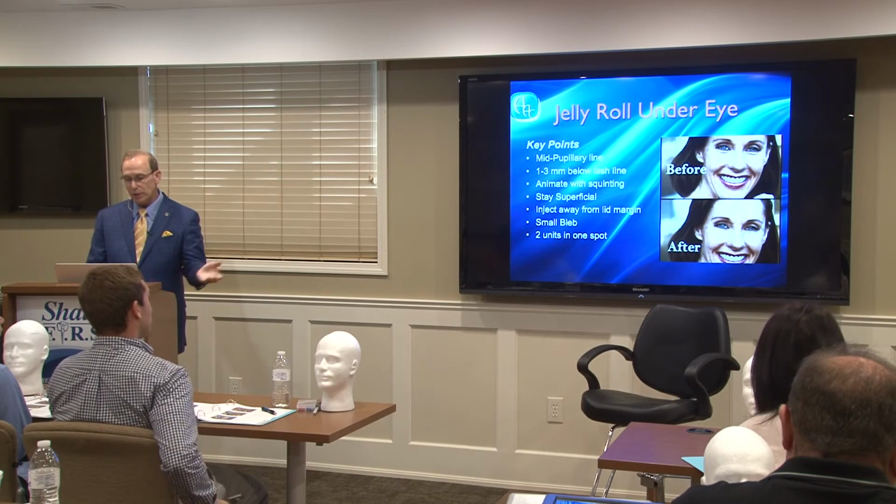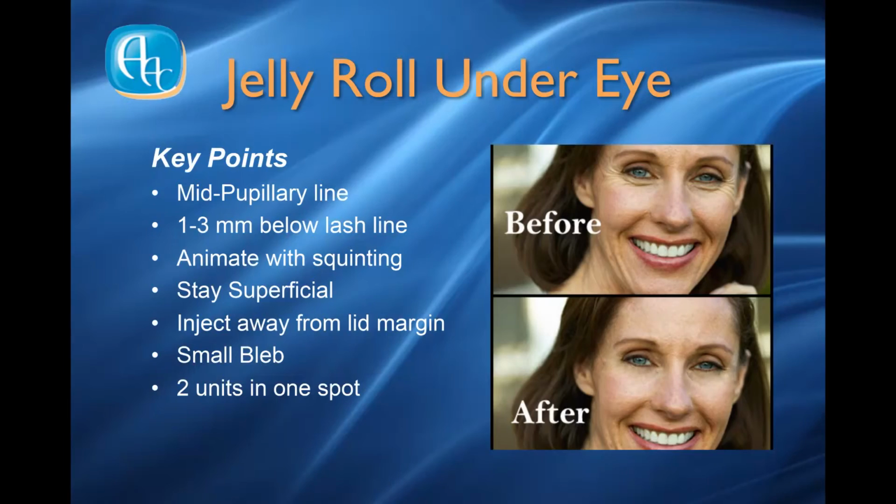The jelly roll we sort of touched on before. You want to hit that mid-pupillary line just below it. You want to just relax that. I mentioned before about using a really small bleb there, very superficial. Or again, remember your anatomy. The orbicularis oculi is a thin muscle, except when it contracts and it gets a little thicker, that's what the jelly roll is. But when you inject it, they're not going to contract so much.